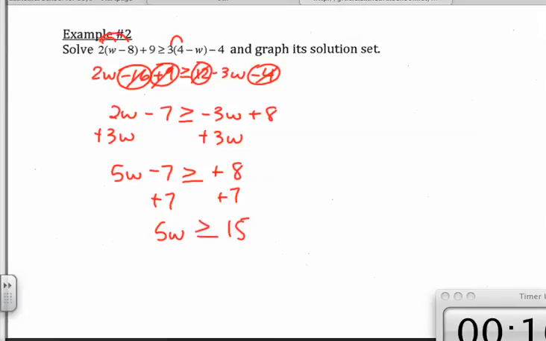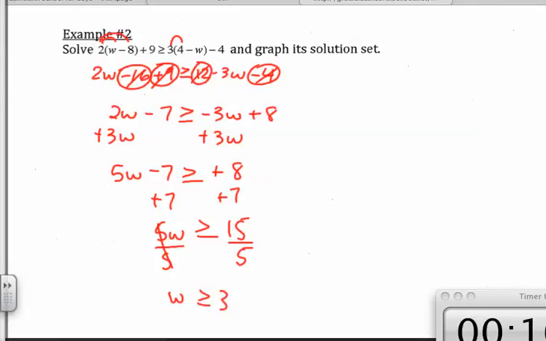Remember, it's multiplying and dividing by a negative. Now I'm going to divide by 5. Do I need to flip the sign? No. I divided, but not by a negative. So I'm going to get that w is greater than or equal to 3.